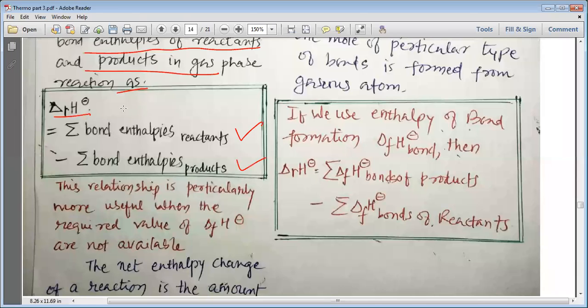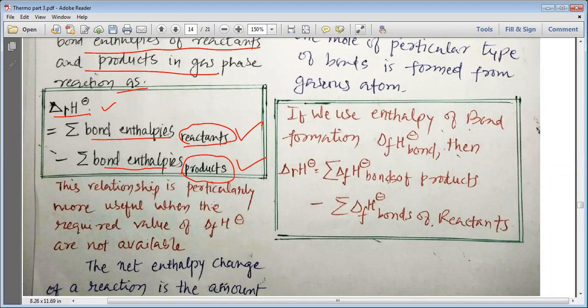Please remember, my dear students, that here we have taken the bond enthalpy of reactants first, and from that we have deducted the bond enthalpy of products. Generally, when we find the enthalpy of reaction, we write enthalpy of products minus enthalpy of reactants. But here, in case of bond enthalpies, we use this formula, the summation of the bond enthalpies of reactants minus the summation of the bond enthalpies of products. This is a unique formula, something different from the other formulas, so better you remember this. But remember that the value should be given in the bond enthalpies.